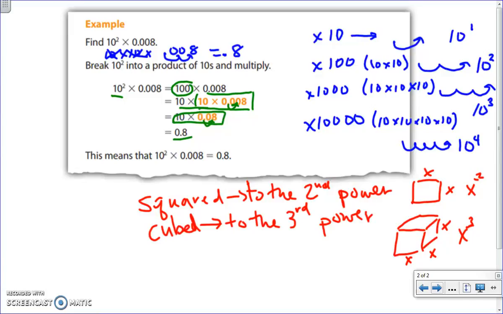All right, so that's it for today. Mental math exercise: think about 10 to the second power is 10 times 10. 10 to the third power, 10 cubed, would be 10 times 10 times 10. Every single 10 moves the decimal place one more spot. So that's it for today.